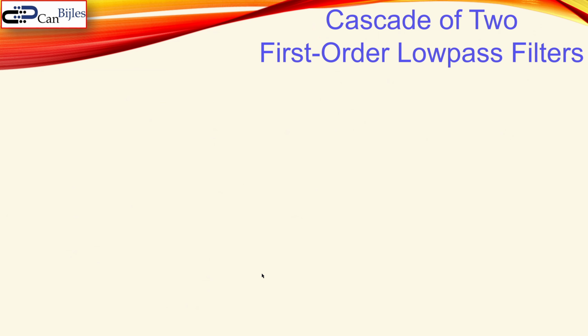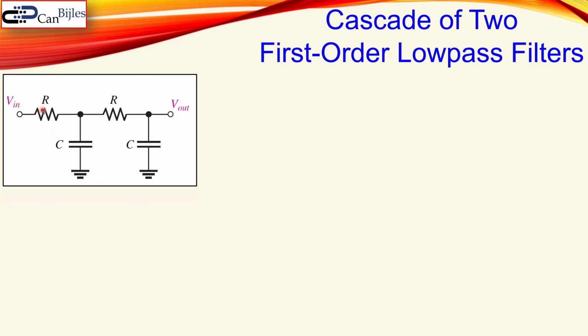Okay. Let's now look at a situation where you cascade two of these first order low pass filters. So we have this RC low pass filter again, and right after that we have this RC filter again. What do we get? Now the situation is a little bit more complicated because now you have two RC circuits and this will be a second order filter.